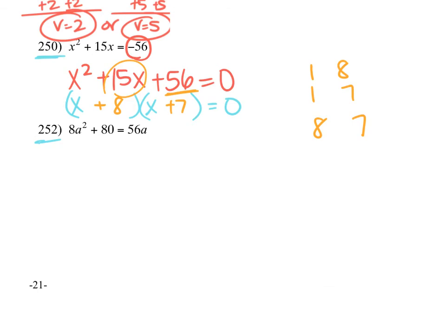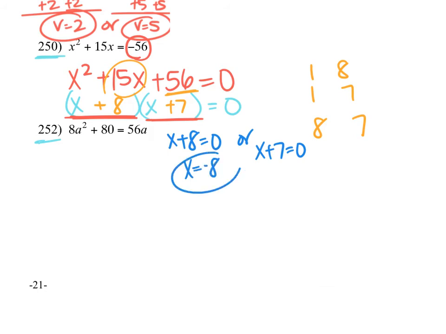But I'm not done. So now I know that this term, or this polynomial, equals 0, or this term, and we go back to what we were doing originally. So x plus 8 equals 0, or x plus 7 equals 0, so x equals negative 8, and x equals negative 7. And those are my two answers for number 250. Now for 252, let's do purple.